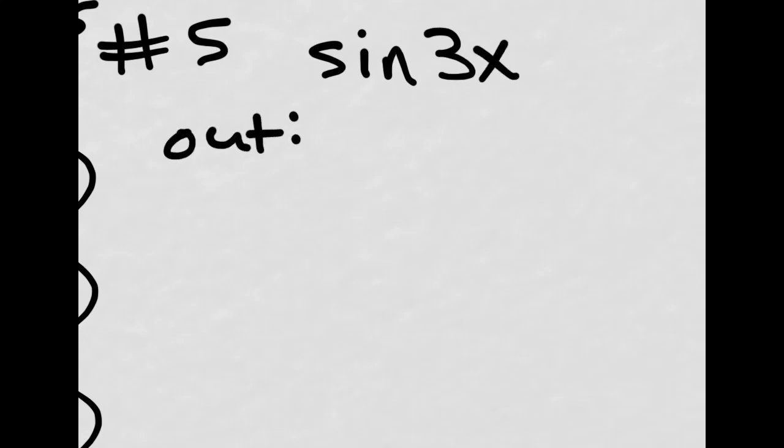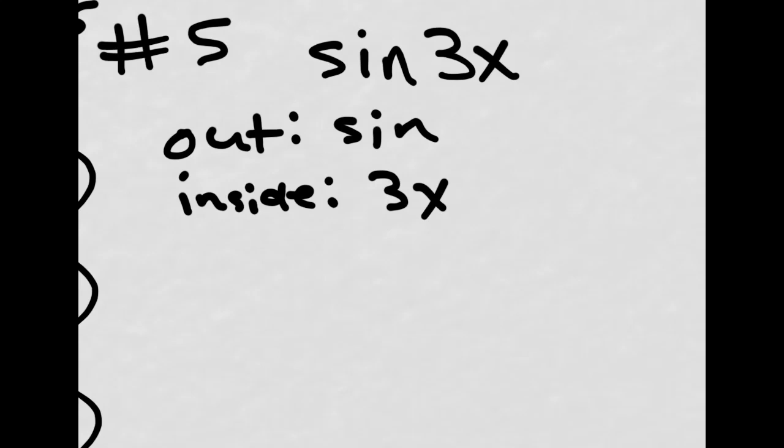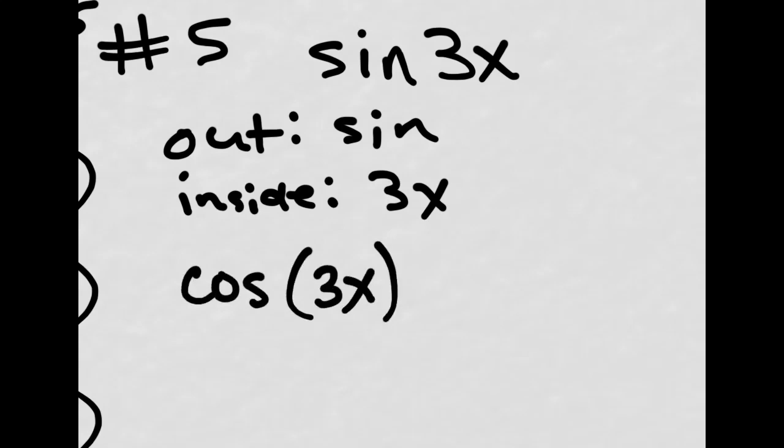Number 5 is a chain rule, and it's a fairly common chain rule. Sine of 3x. The outside is going to be sine, and the inside is going to be 3x. Derivative of the outside is cosine, and you got to leave the inside in there, times derivative of the inside is 3, so it's 3 cosine 3x.